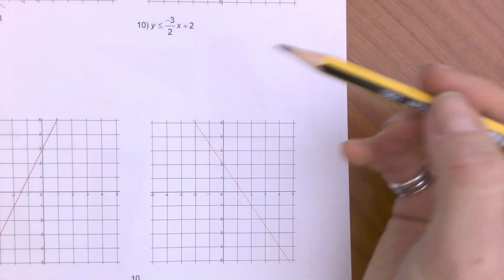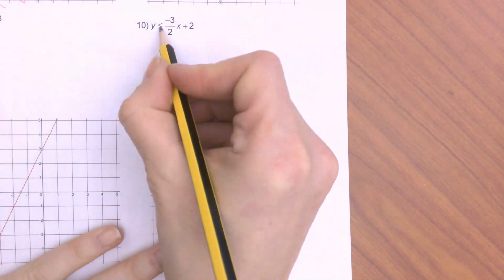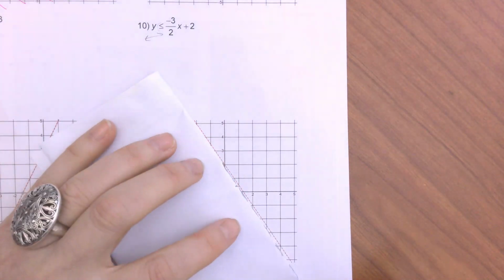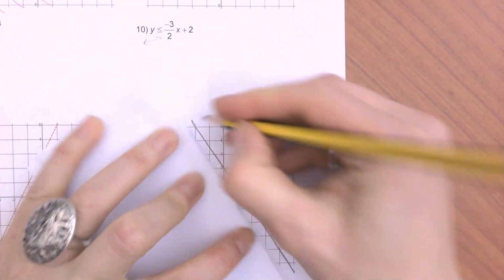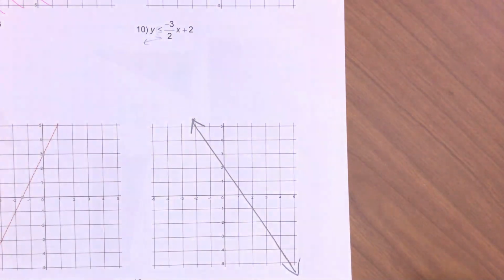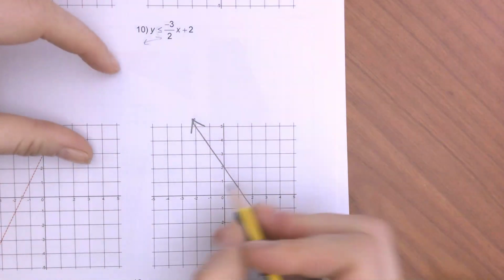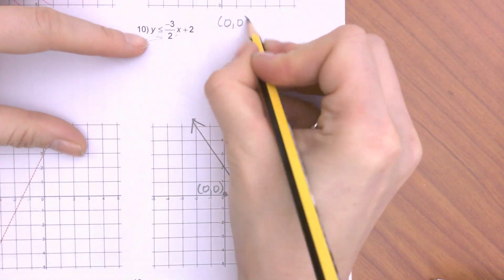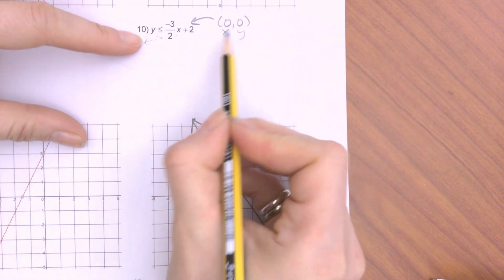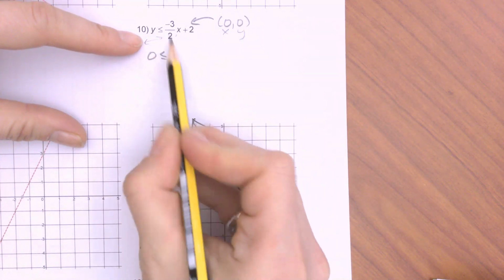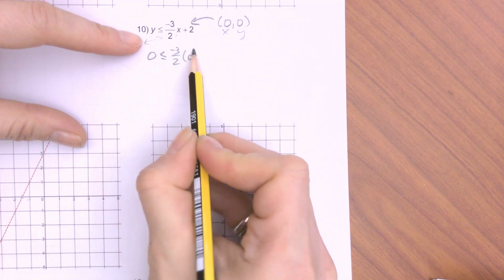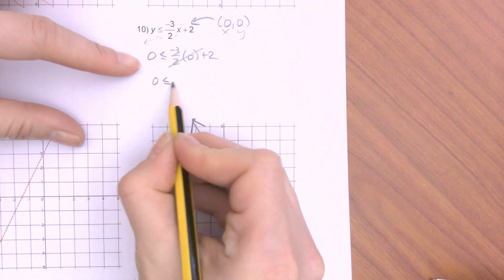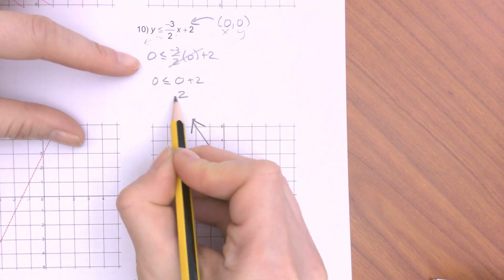Okay, let's do number 10. First, is it going to be a solid or dashed line? See how there's an equal sign there? That means it's going to be a solid line. Now I have to decide which side do I color. So I take the easiest point, 0, 0, and substitute it in. There's x, there's y. So y is going to be 0, x is going to be 0. What's something times 0? Just 0. 0 plus 2 is 2.